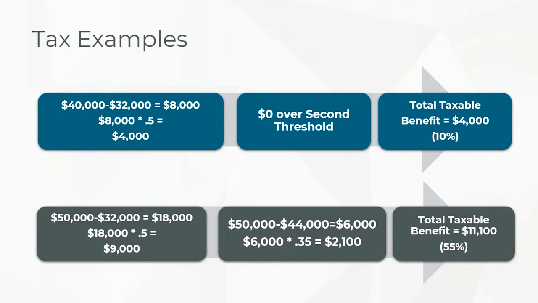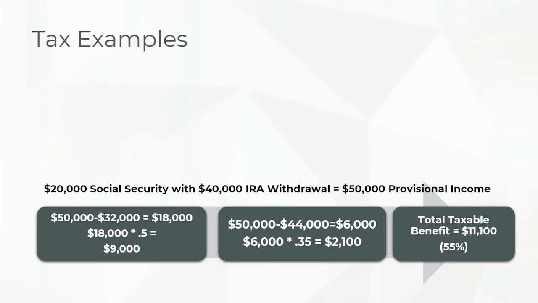In this first example, $20,000 of Social Security benefits with a $40,000 IRA withdrawal. Take half the Social Security benefit and add it to the other income, and we get $50,000 of provisional income. Subtract out the first threshold, and this is for a married filing jointly, and we're $18,000 over. Multiply that by 50 cents for each dollar, and we have $9,000 of taxable Social Security benefits based on our first threshold.